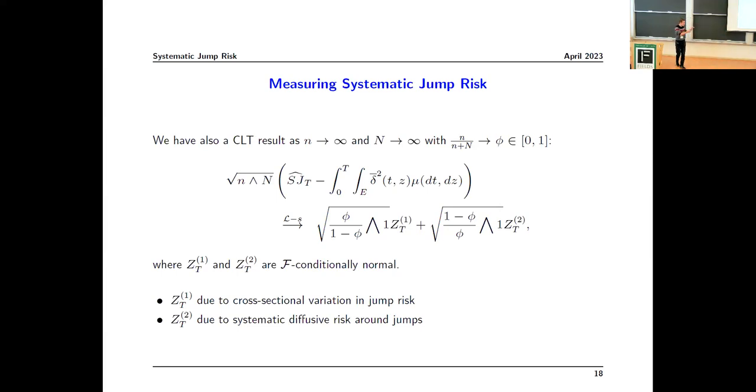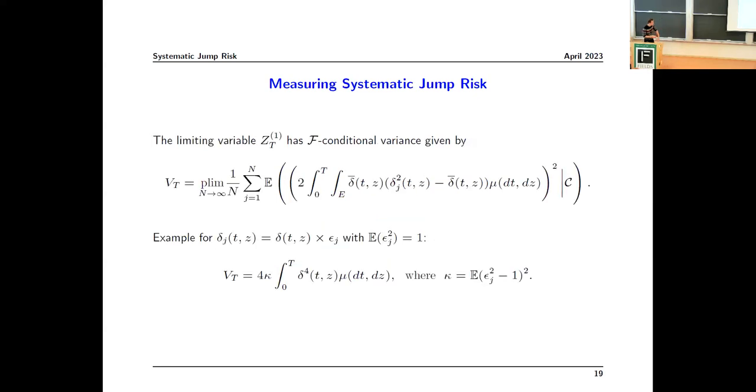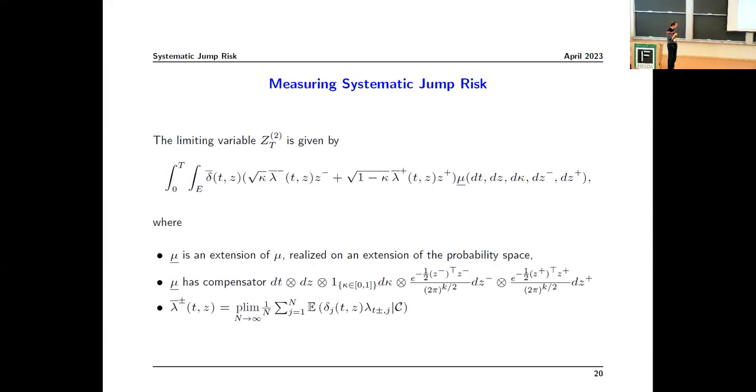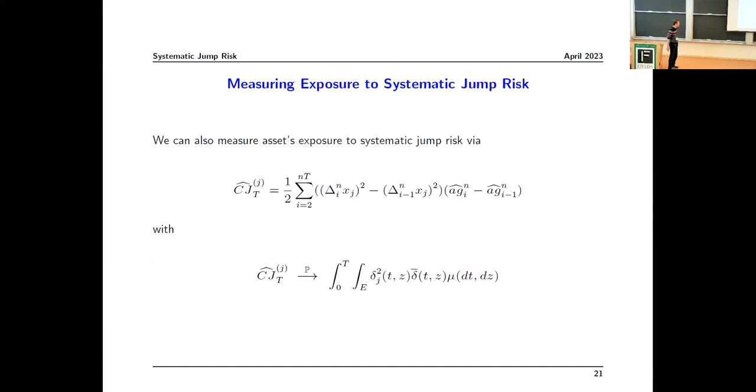So the first piece will depend on how large the cross section is, the big N, while the second piece will depend on how frequently we sample the data. That's why the two dimensions of the panel will matter for identifying the systematic jump risk. Okay, and so anyways, the variances are described here, so I don't need to spend too much time on that. They are what they are. They're not that difficult to compute, so I'll skip that.